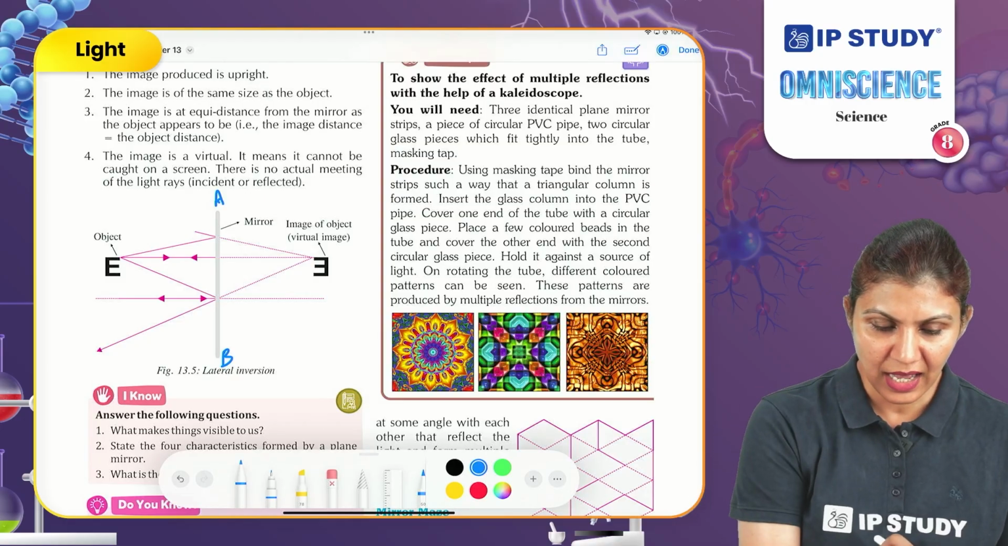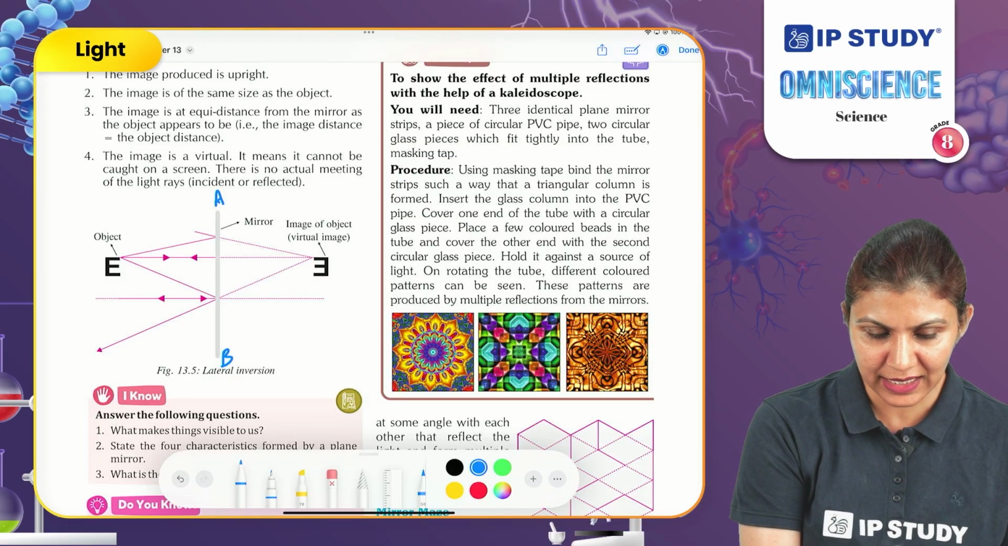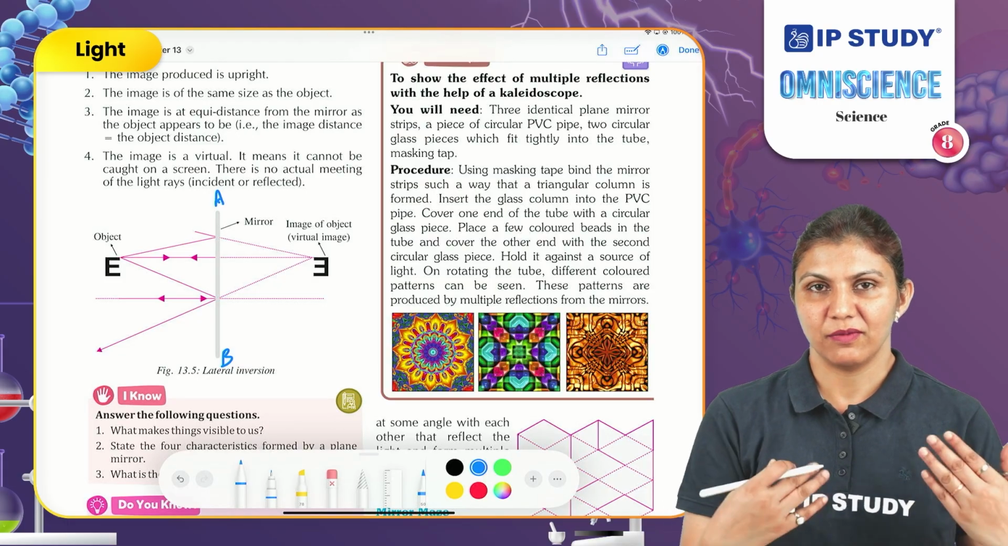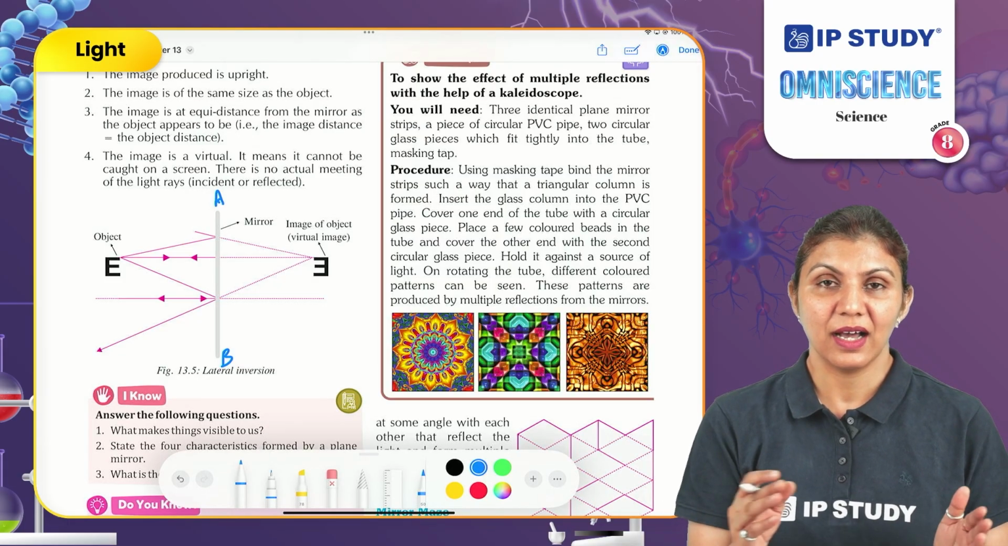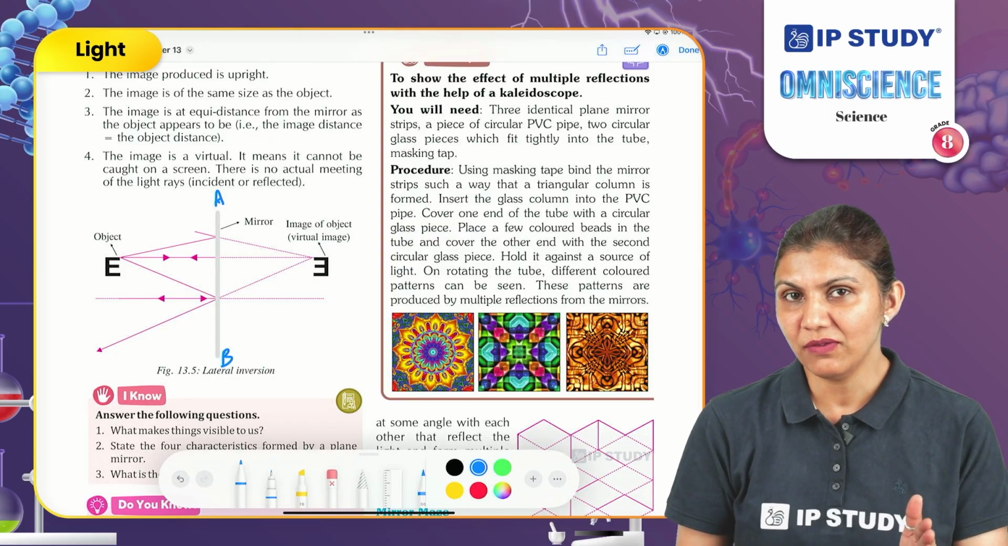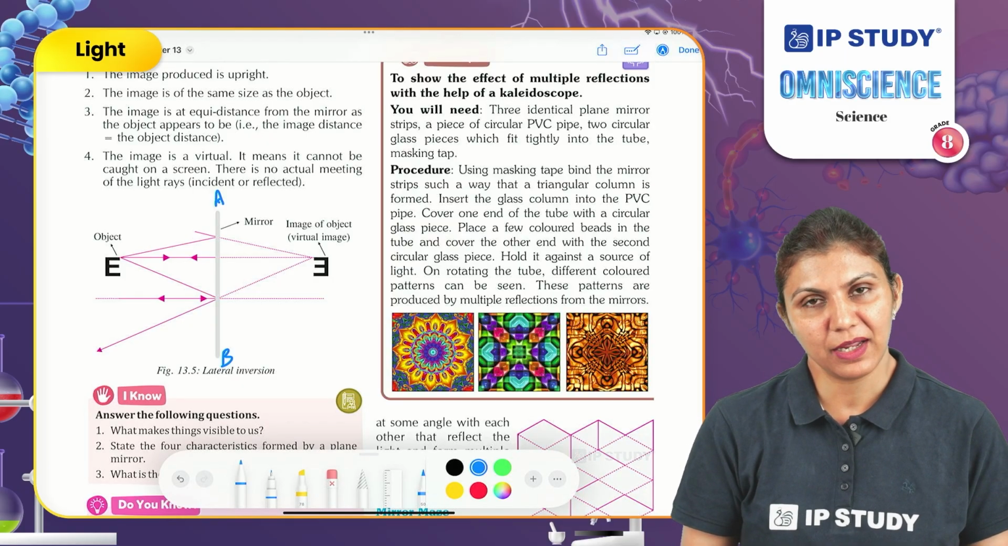Now, here we have an alphabet E. Why are we using this alphabet? Why can't we use the O? We will understand this after understanding the characteristic of the image of an object in the plane mirror.